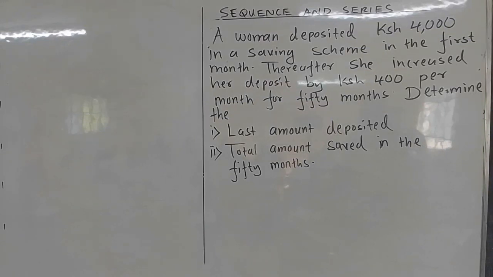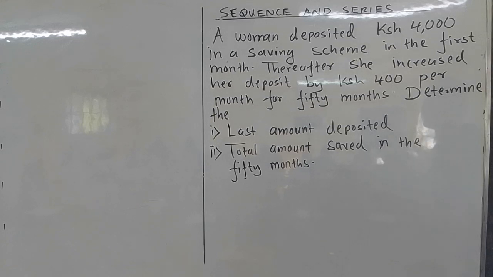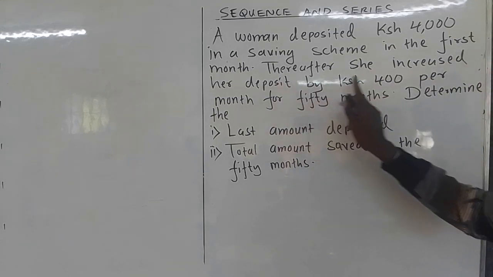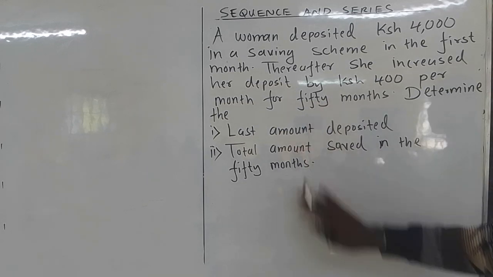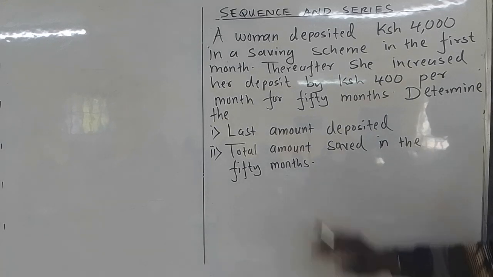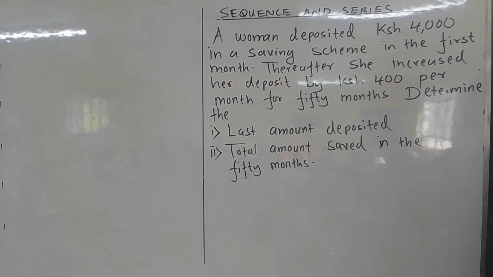So in this next case, you'll be told a woman deposited 4,000 shillings in a savings scheme in the first month. Thereafter, she increased her deposit by 400 shillings per month for 50 months. Then you'll be told to determine the last amount deposited and the total amount saved in the 50 months.